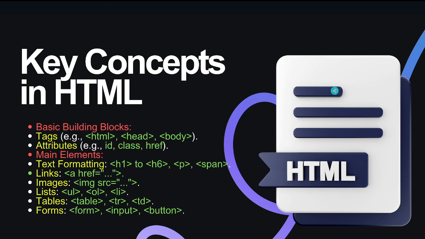Then lists. If you see a navigation bar, we have nav for navigation, in which we have an unordered list, an ordered list, and the simple list item. Then tables: websites also contain tables, table rows, and table data. Then forms: if you have a form like a contact form, we can see inputs and submit buttons. These are all the key concepts of HTML. But this is just the introductory part, you have to revise this.